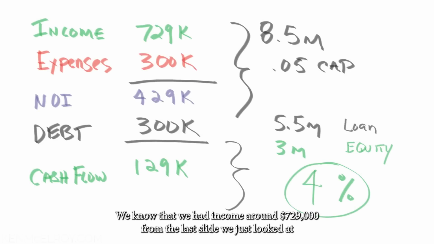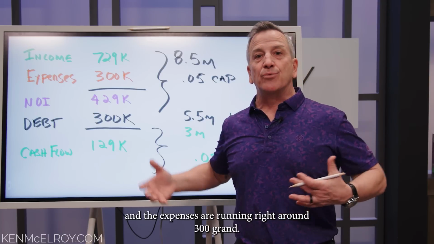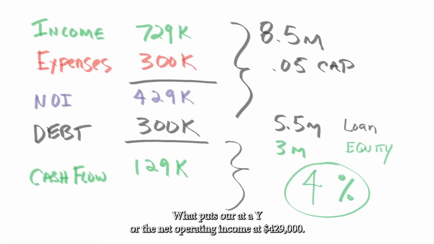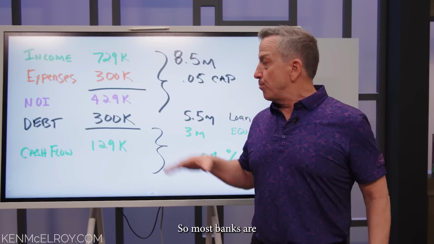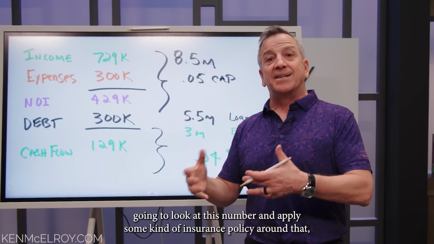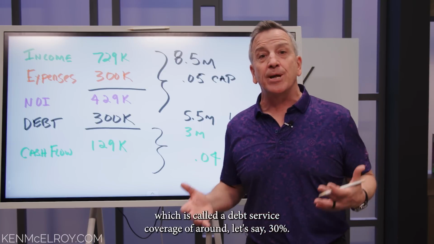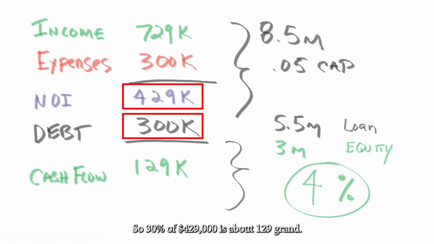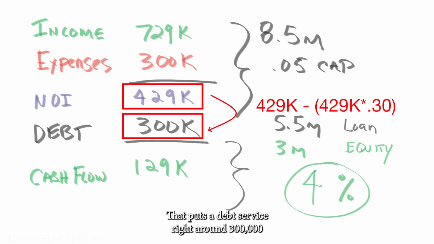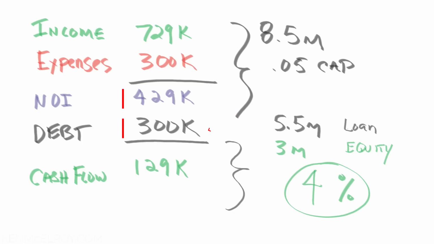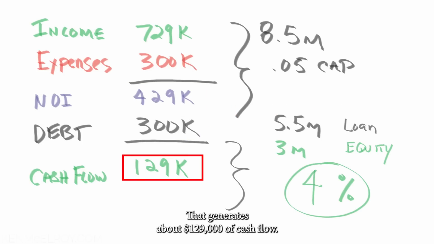We know that we had income around $729,000 from the last slide we just looked at, and the expenses are running right around 300 grand, which puts our NOI, or the net operating income, at $429,000. Most banks are going to look at this number and apply some kind of insurance policy around that, which is called the debt service coverage, of around, let's say, 30%. So 30% of $429,000 is about $129,000. That puts the debt service right around $300,000 maximum that the bank will lend on this property. That generates about $129,000 of cash flow.